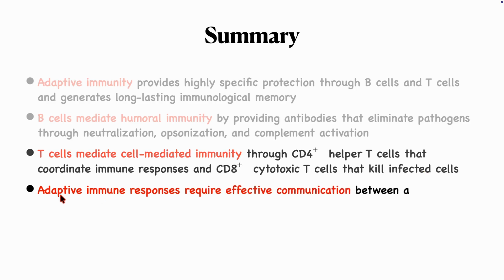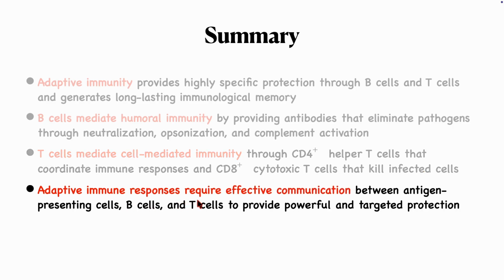And finally, adaptive immune responses require effective communication between antigen presenting cells, B cells, and T cells to provide powerful and targeted protection.